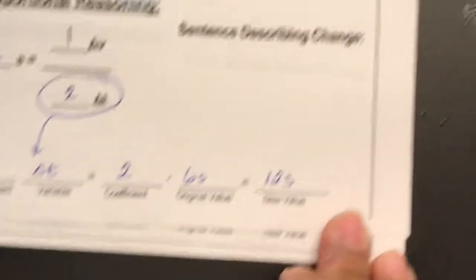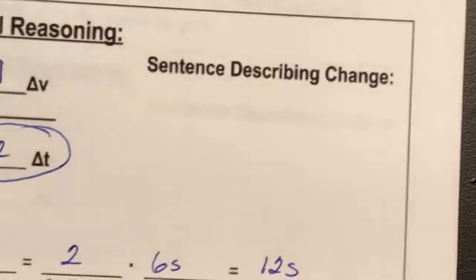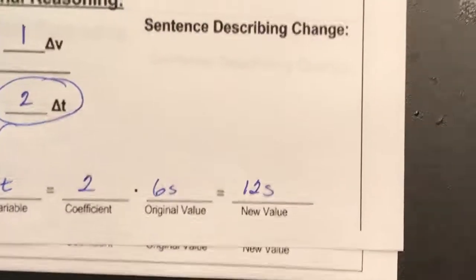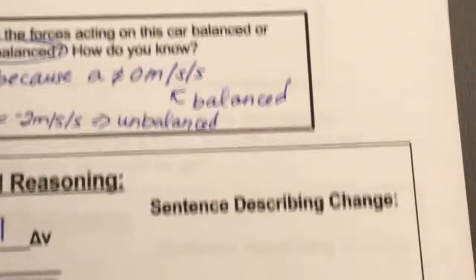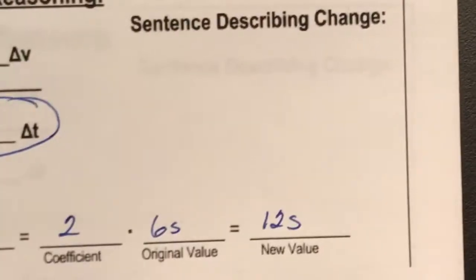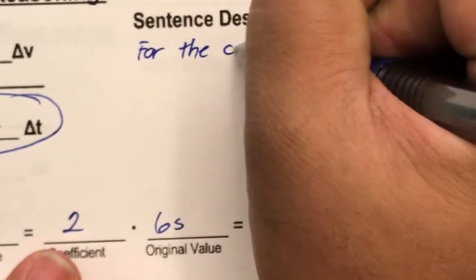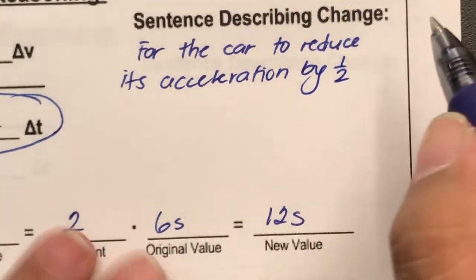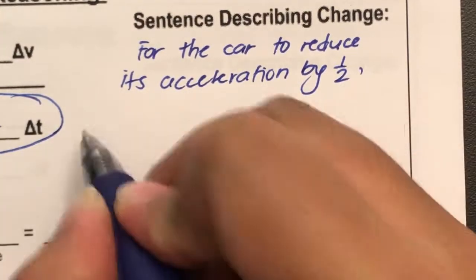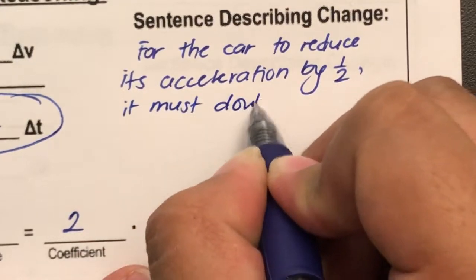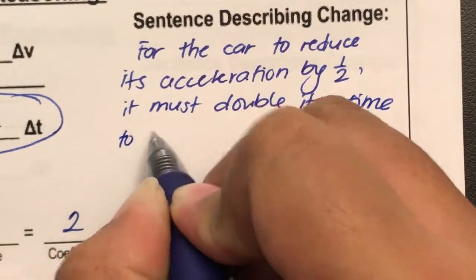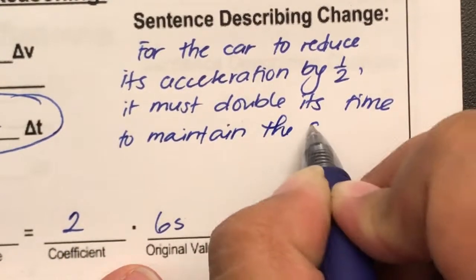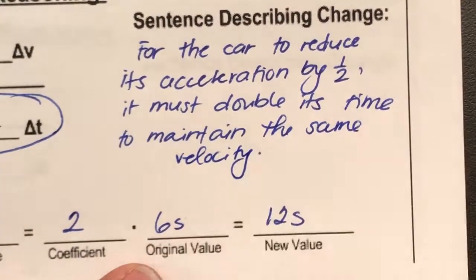All right, and so our sentence that's going to describe the change is: for the car to reduce its acceleration by 1/2, it must double its time to maintain the same change in velocity. Okay, and that is it.